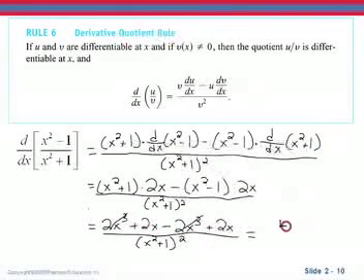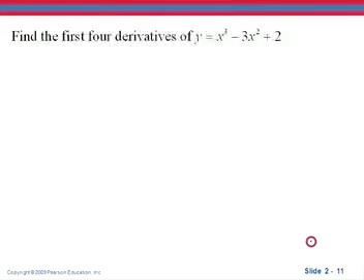Well, on top, our 2x cubes will cancel, and we have 2x plus 2x is 4x, divided by x squared plus 1 squared. So the derivative of x squared minus 1 divided by x squared plus 1 is 4x divided by x squared plus 1 squared.